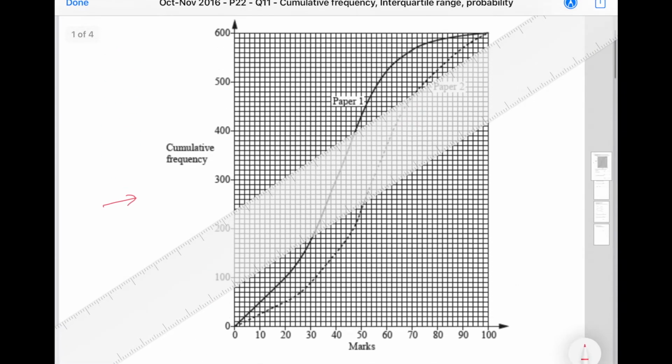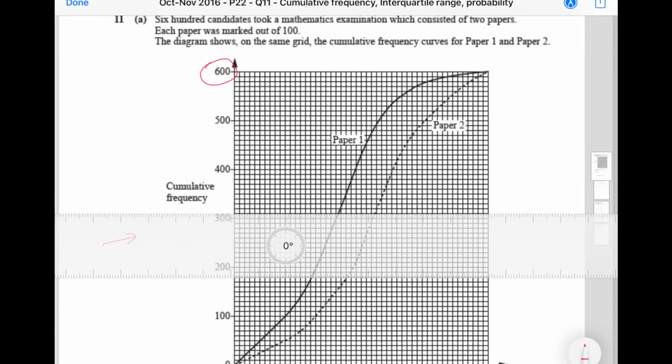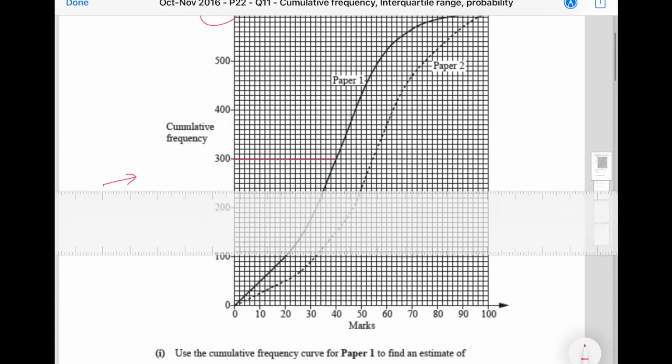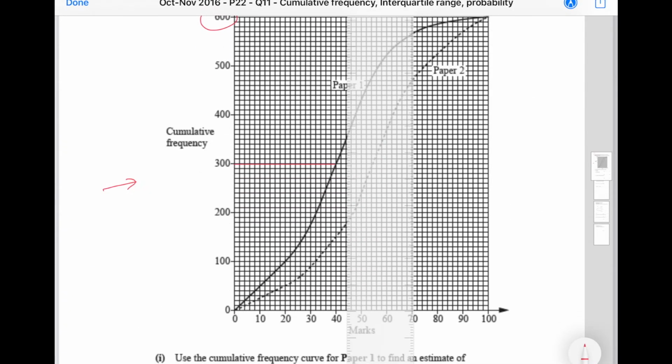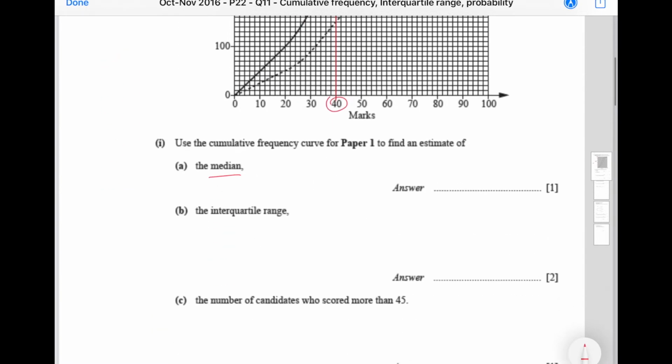To find the median, first we need to look at this value over here, 600 divided by 2, that's 300. Draw a horizontal line at 300 for paper 1 and then draw a vertical line that connects that point over here on the x-axis, and this gives us 40. So the median for paper 1 is 40. The next part says the interquartile range.